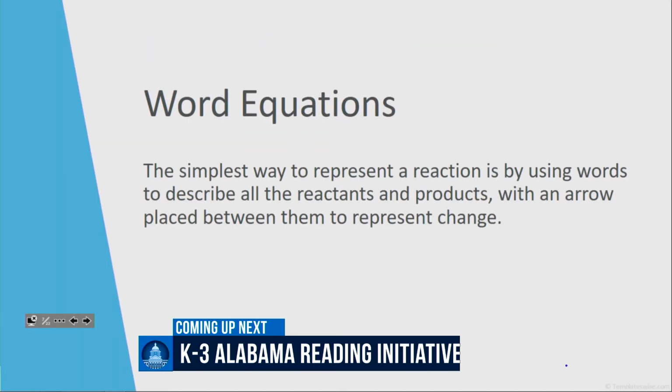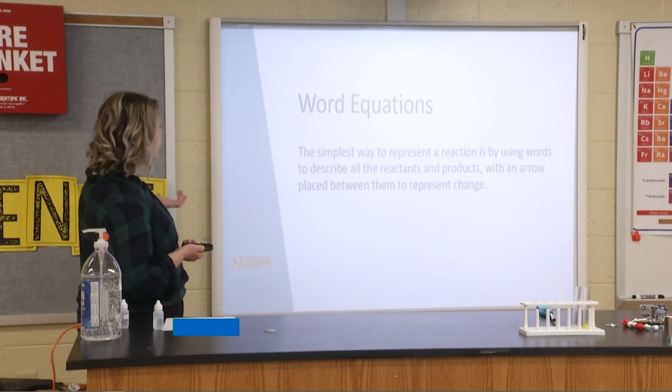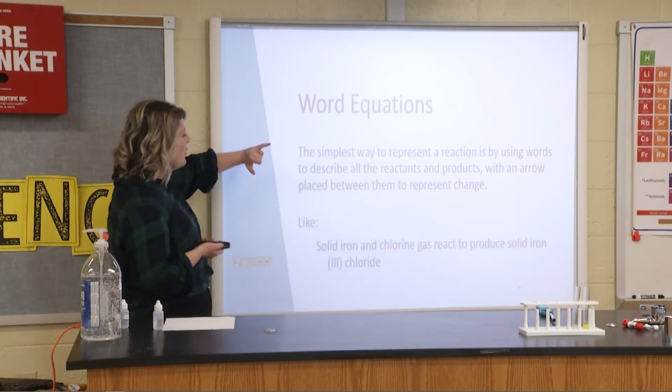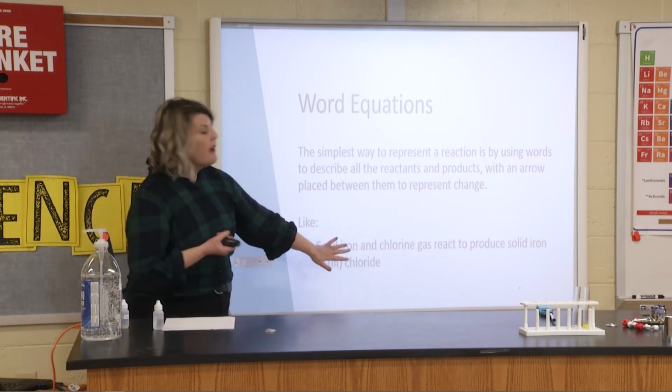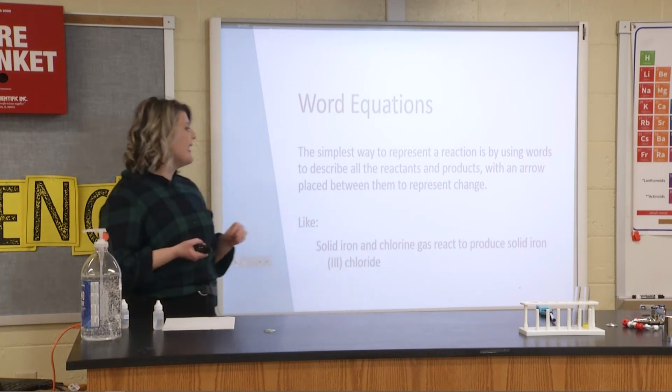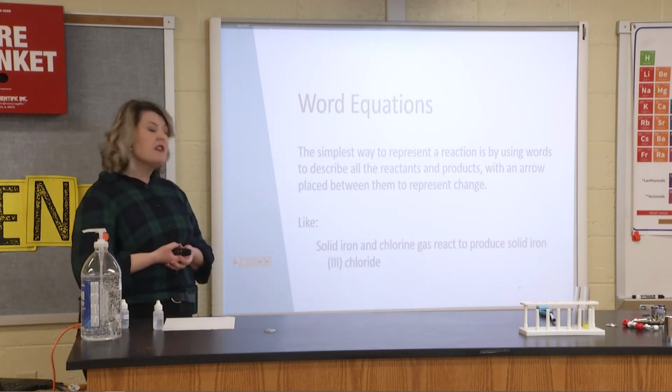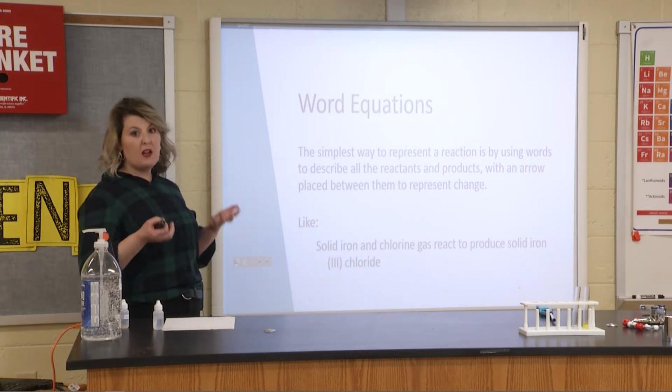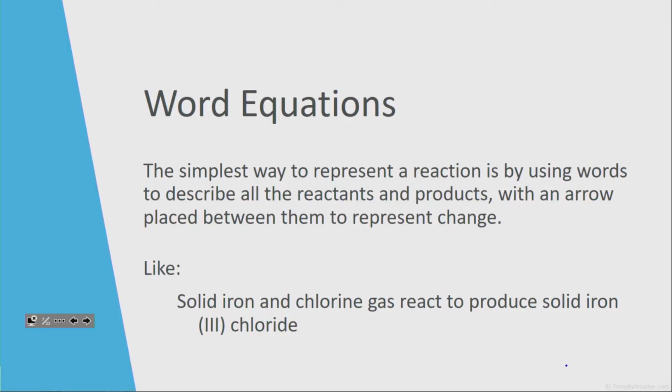So the first way to express any kind of chemical equation is by using words, using a word reaction. So this is an example of a word equation. It is solid iron and chlorine gas react to produce solid iron 3 chloride. So what's wrong with this? This is a great way to talk about a chemical reaction. The problem with this is we chemists don't have a lot of time on our hands. We like things short and sweet. And this is really a lot to write.